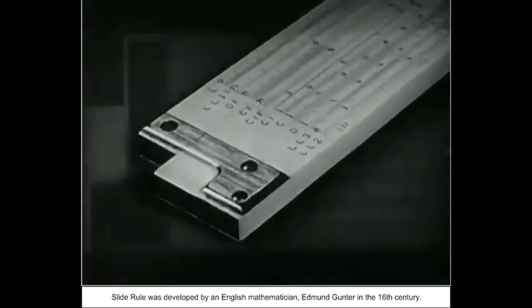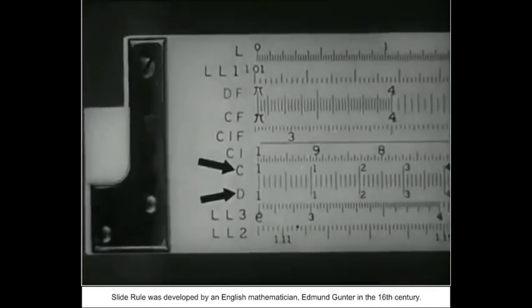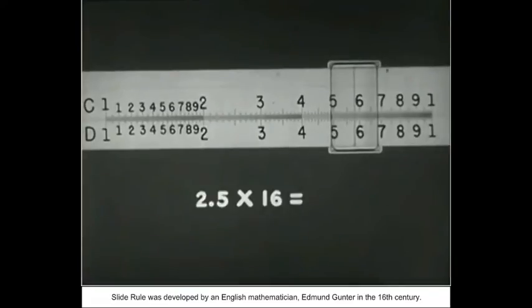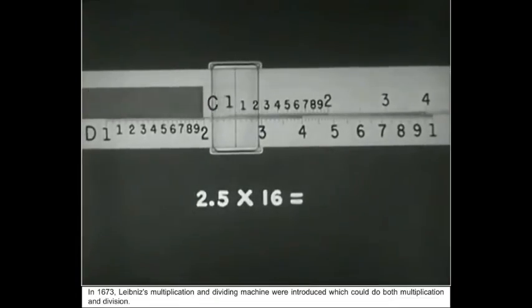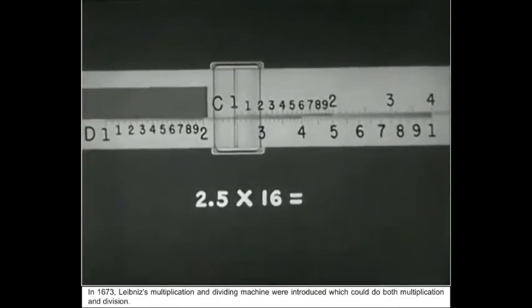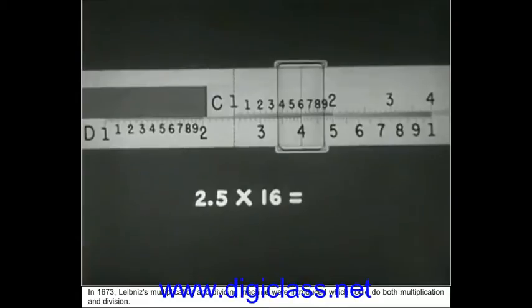Slide rule was developed by an English mathematician, Edmund Gunter, in the 16th century. It could perform operations like addition, subtraction, multiplication, and division. In 1673, Leibniz's multiplication and dividing machine was introduced, which could do both multiplication and division.